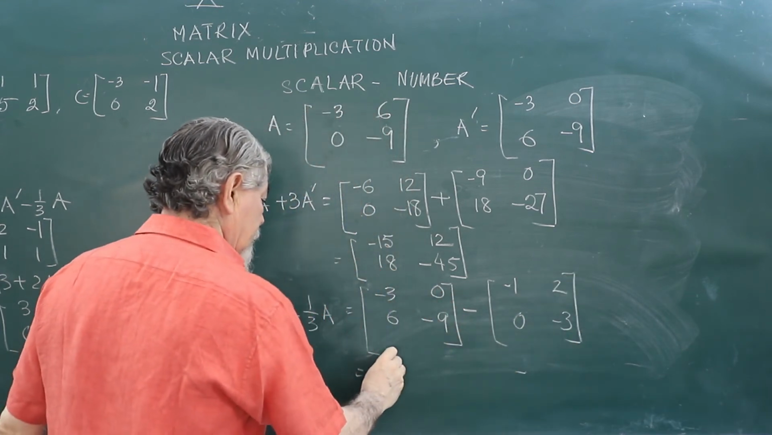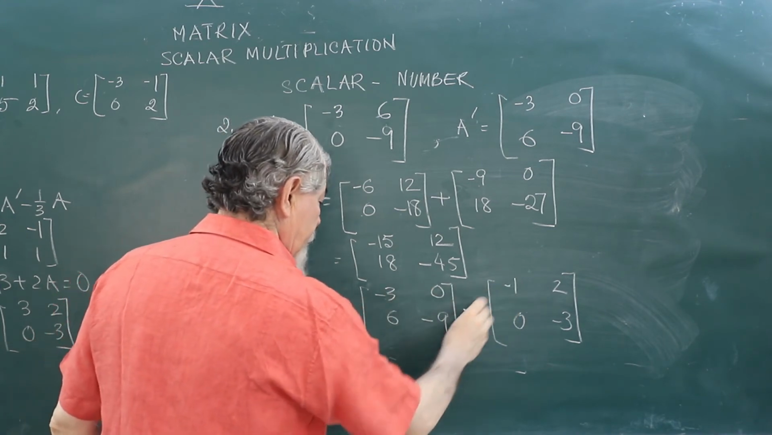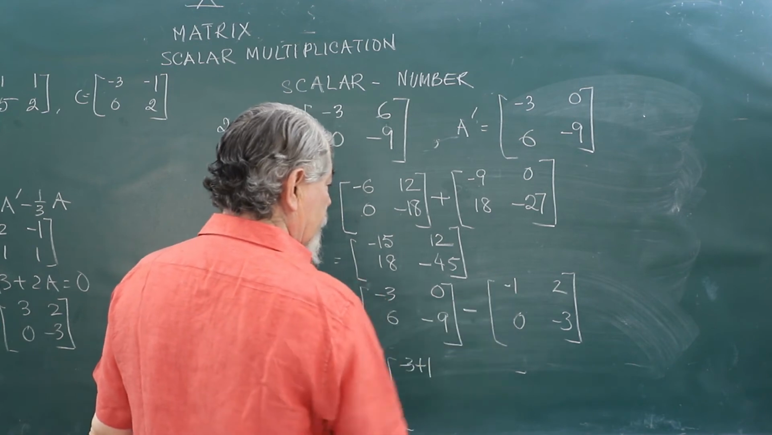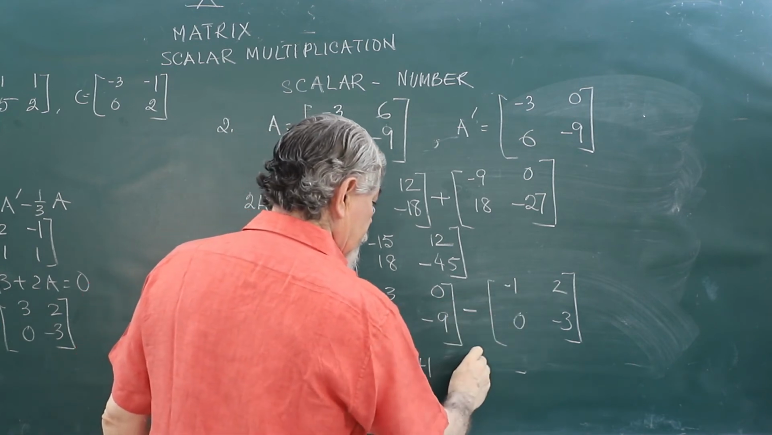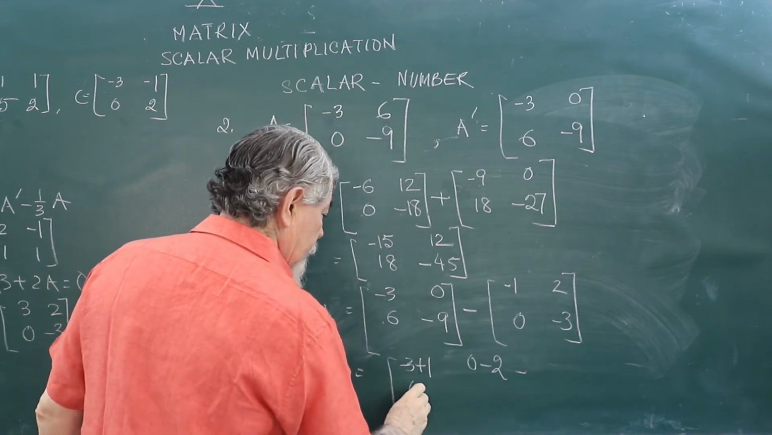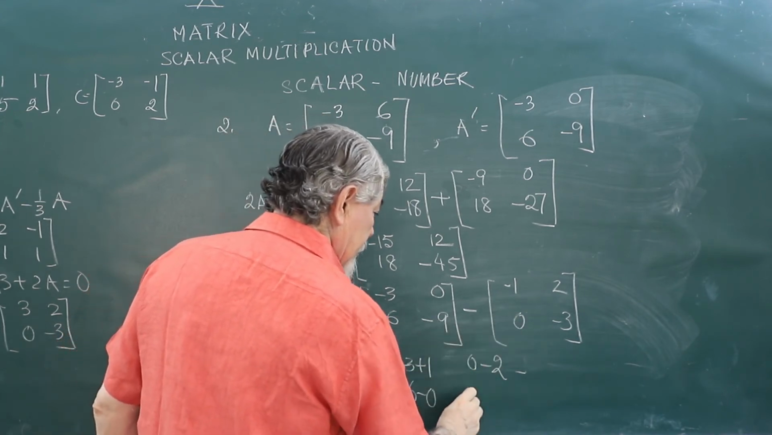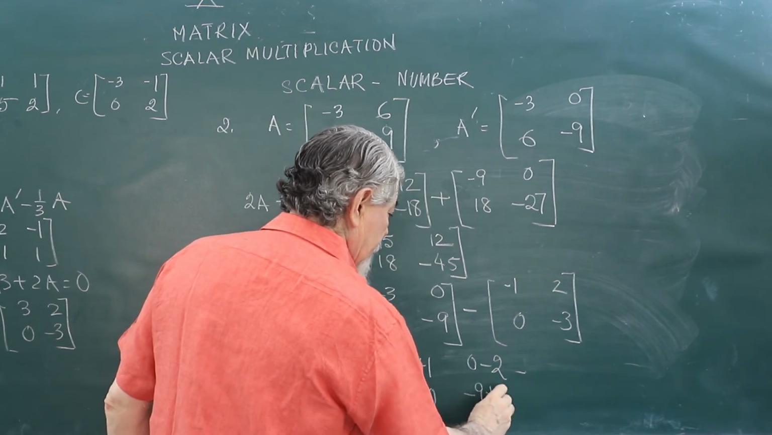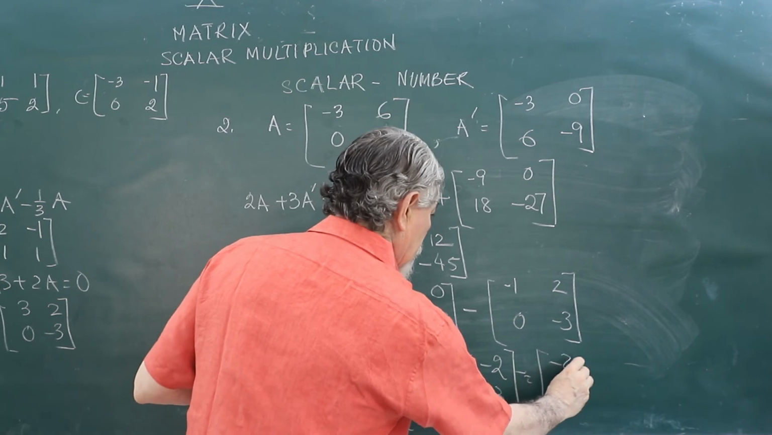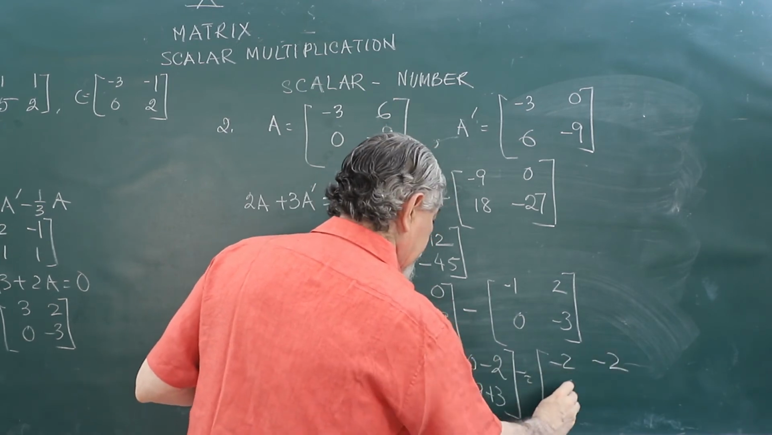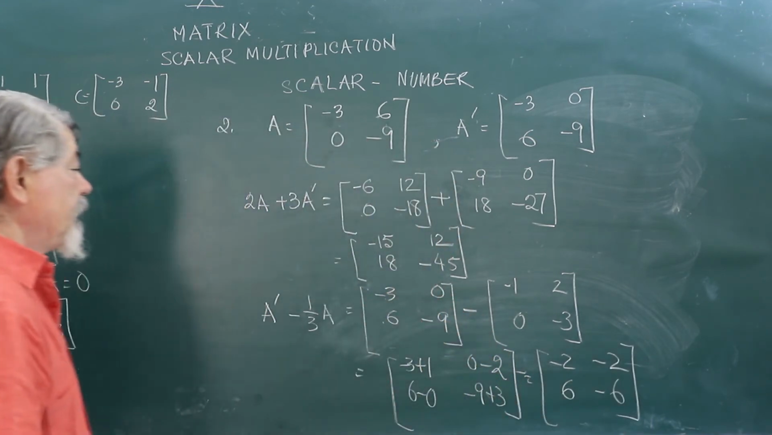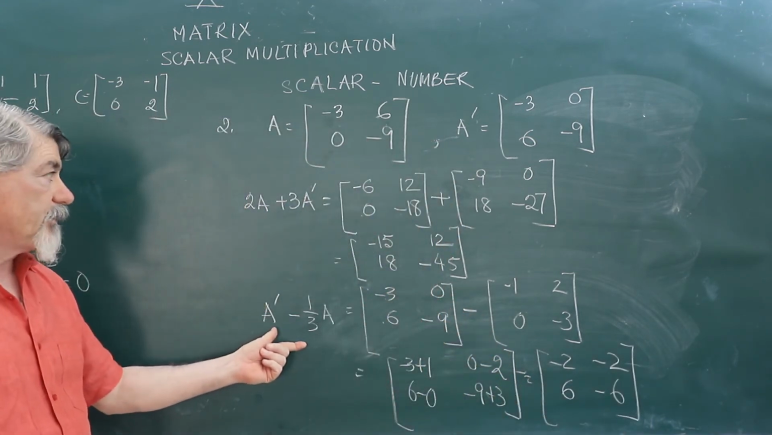So what will I get? Minus 3 plus 1. Minus into minus will become plus. 0 minus 2. 6 minus 0. And minus 9 plus 3. Minus minus will become plus. So it will be minus 2, 6 and minus 6. So you get A dash minus 1 upon 3A.